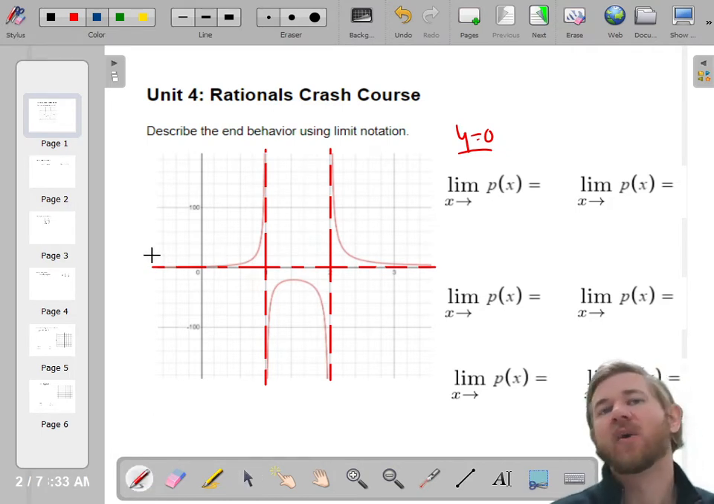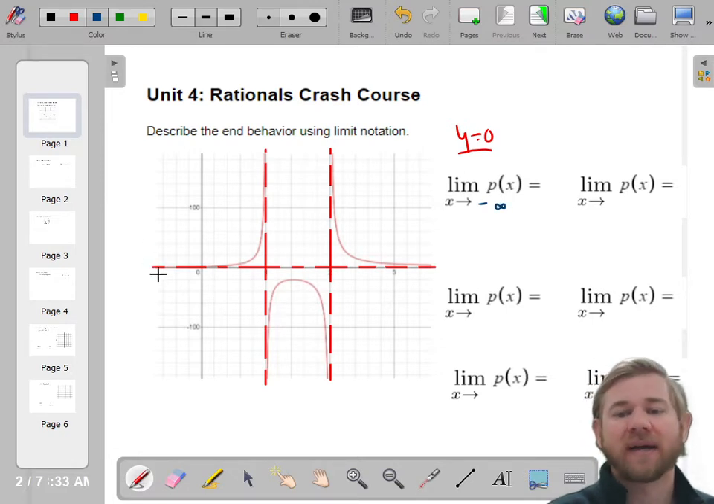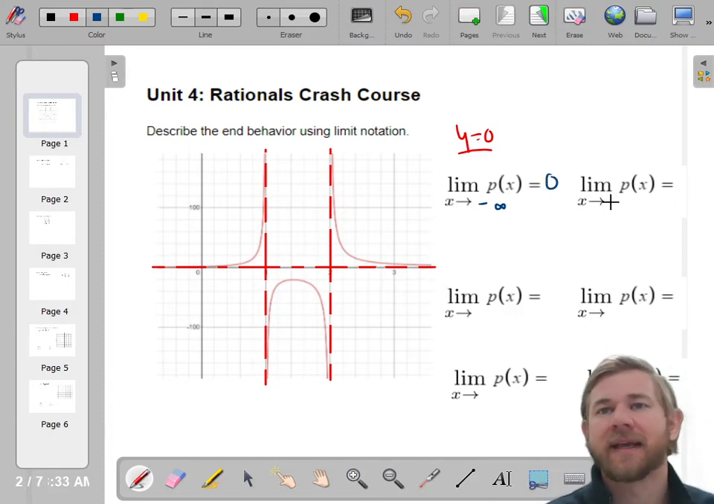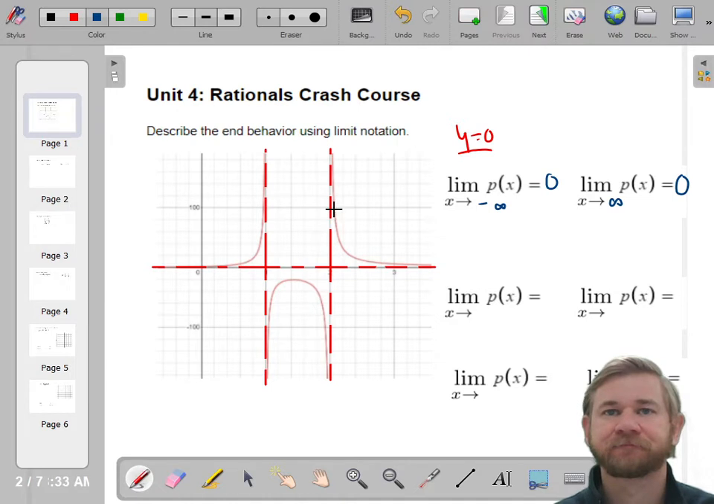So for the horizontal asymptote, we're going to the left, so that's x is going to negative infinity. And as you do that, the y values are getting closer and closer to the asymptote, which is at 0. Similarly, as you go to the right, x is going to positive infinity, and again, we're getting closer and closer to that y equals 0 asymptote. So there's our horizontal asymptote.